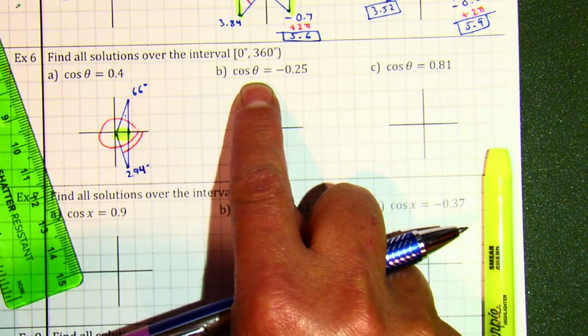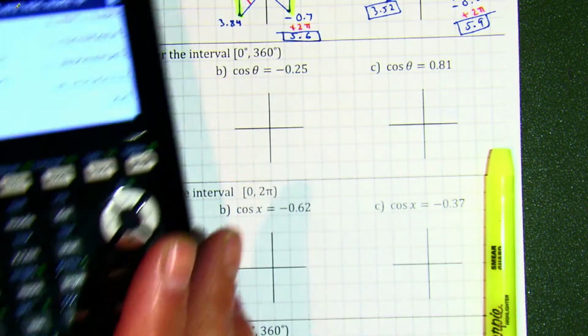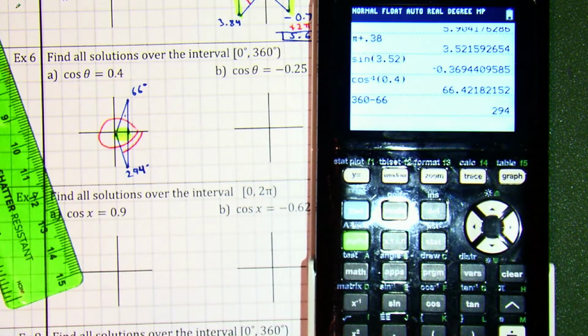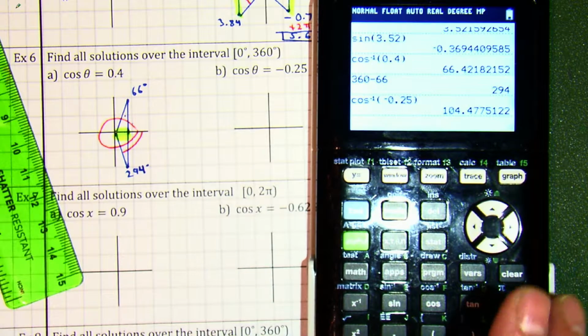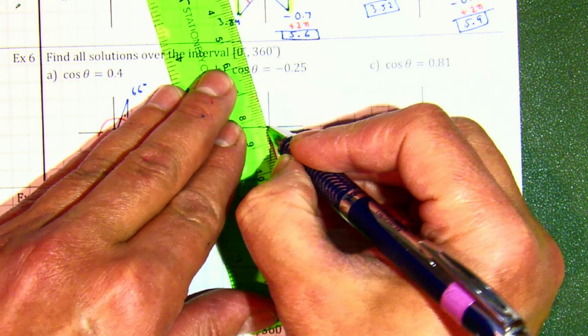The cosine of an angle is negative 0.25. So I need to be able to find it. First, I want to use my calculator to find the inverse cosine of negative 0.25, which is 104 degrees. So therefore, 104 will be somewhere up here.